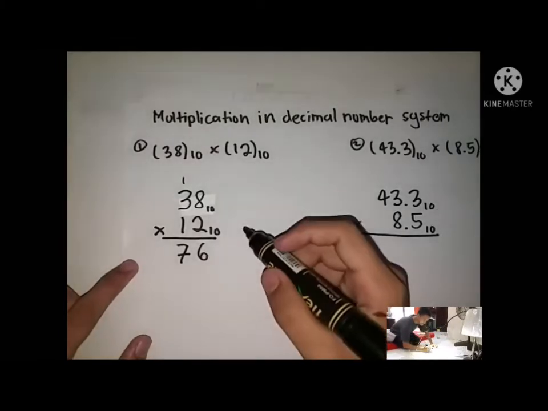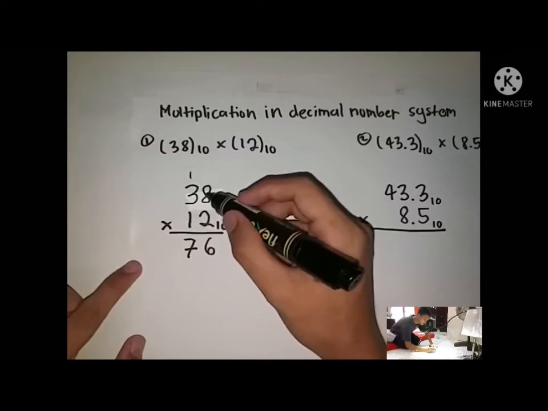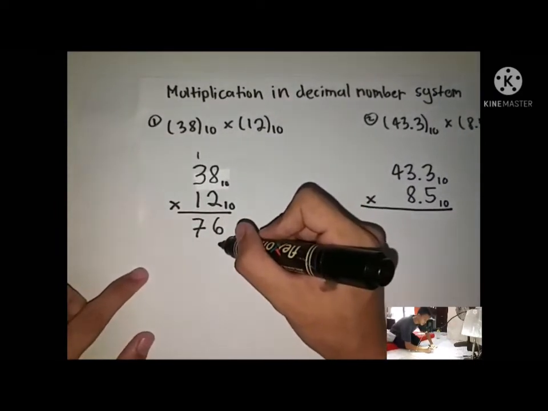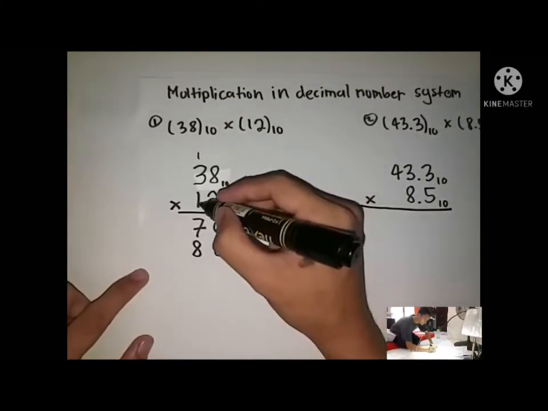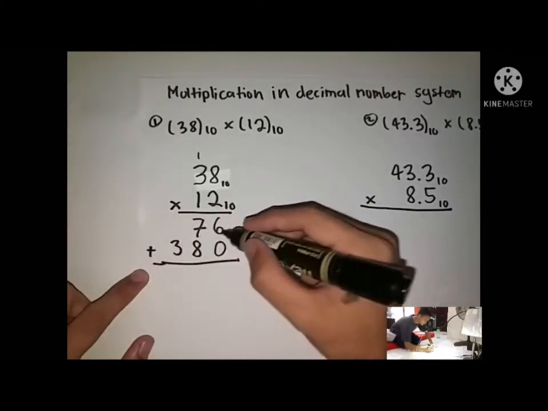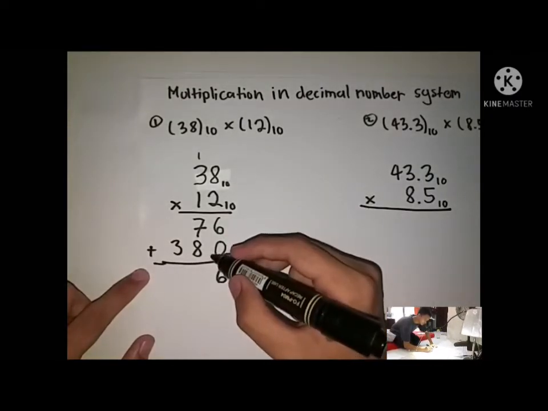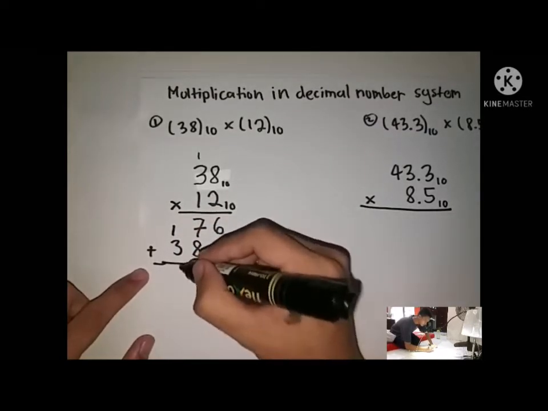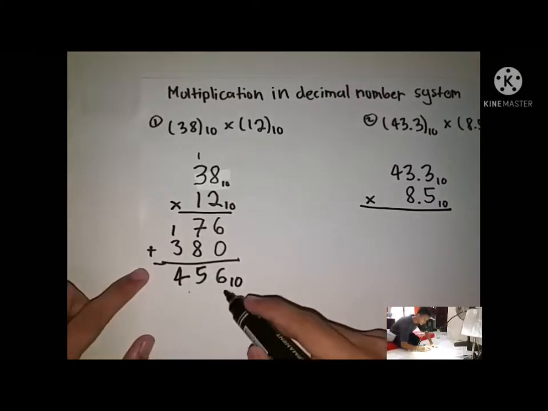It's just like a basic operation. Next, multiply 1 by 8 and 1 by 3. First we add 0 here, then 1 times 8, 8, then 1 times 3 gives us 3. So add these two numbers. So we have 6, we have 15, and then 4. So we have 456 base 10.